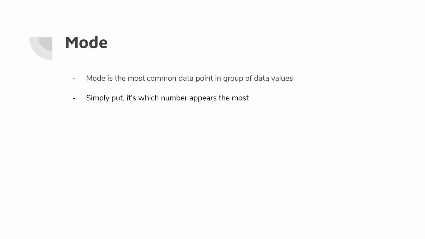Okay, now let's get to mode. Mode is probably the easiest one to remember, and it's probably the easiest one to find as well. Mode is the most common data point in the set of data values, which simply means which number appears the most.